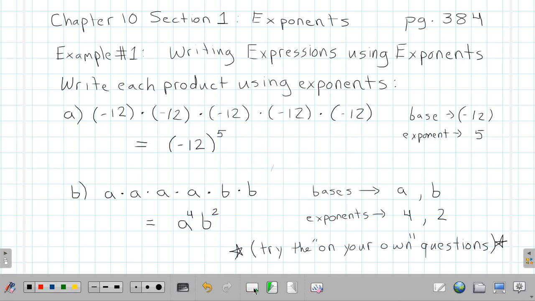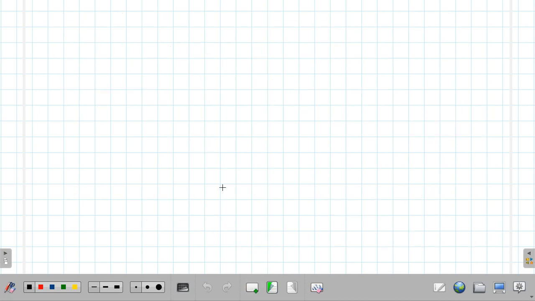But let's go ahead and go to example 2. Now, example 2 is actually a very important example. If you remember from earlier, I was talking about using parentheses when you have a negative base. And this example actually shows you why that is important. So this example has to do with evaluating expressions.